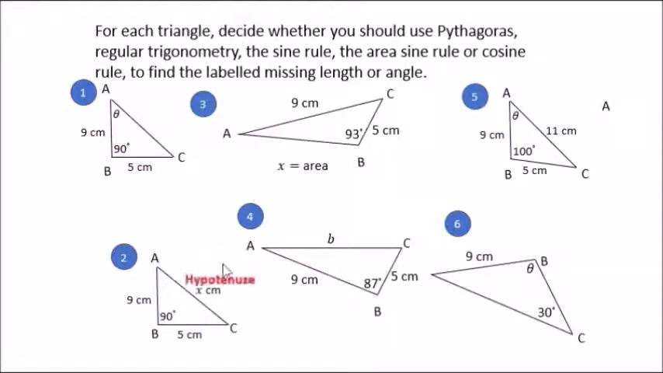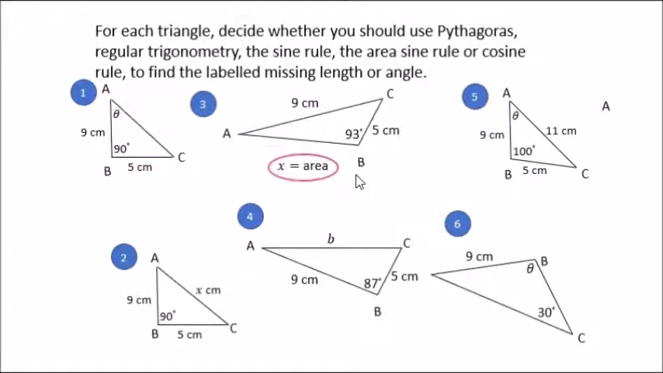Question 2, we're given the hypotenuse, but we can't label these as opposite or adjacent because they're not. The only thing we can do with this is to use Pythagoras theory, because we are interested in 3 sides of a right angled triangle.